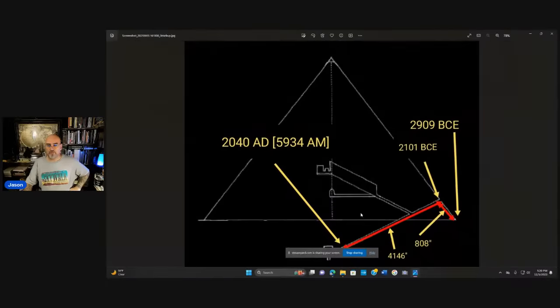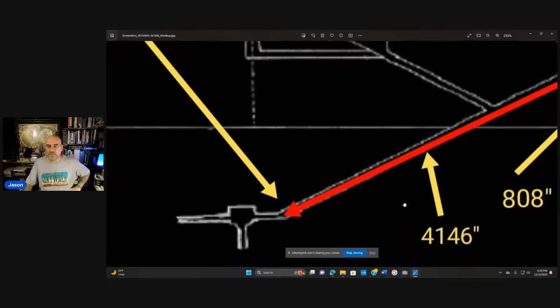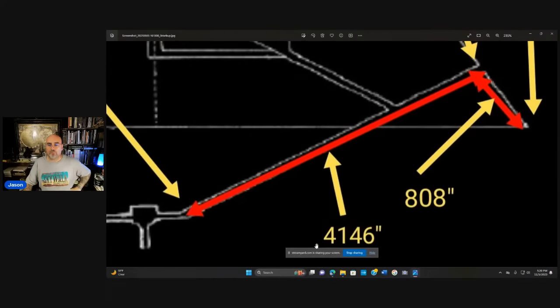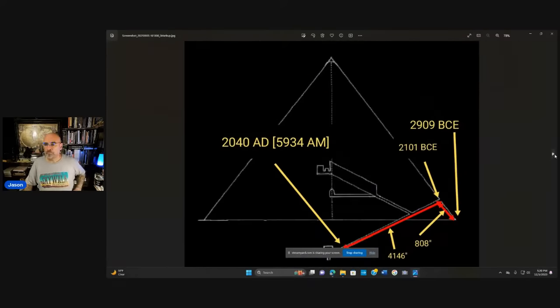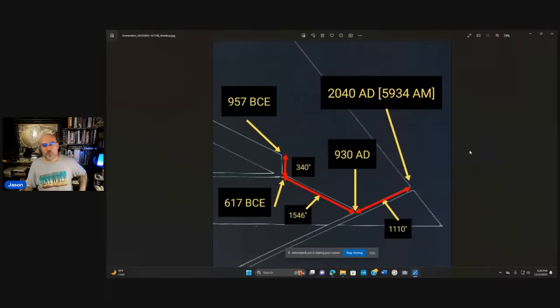And this is interesting because this distance of 4146 is the same as 4140, because this red line represents a passage that is 4,140 inches on one side, and it slopes to 4,146 inches on another. Same thing the ascendant passage did. The end ramp literally slopes to provide two measurements. The architect knew exactly what he was doing.